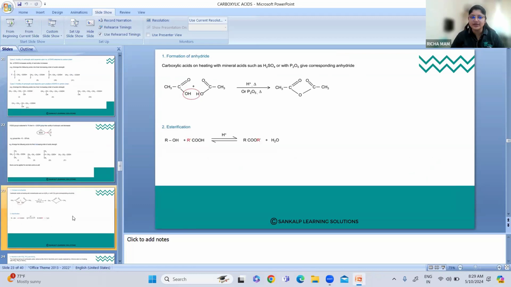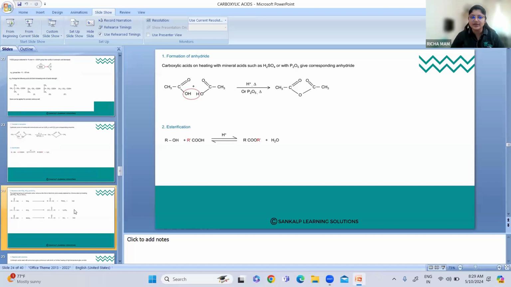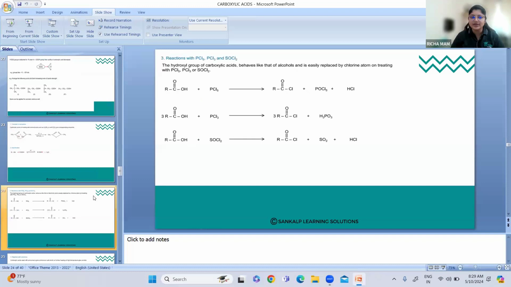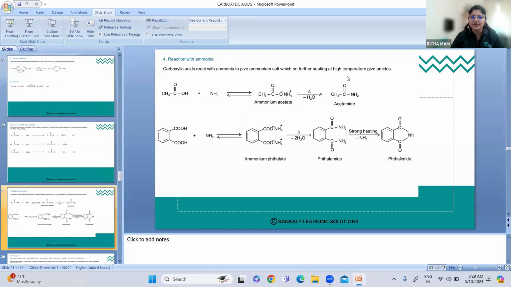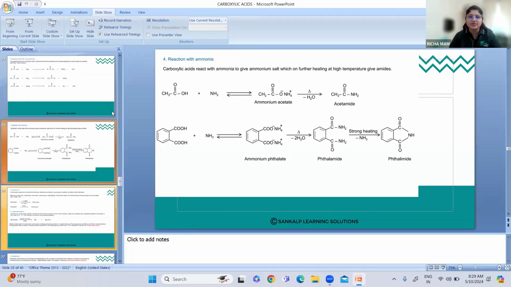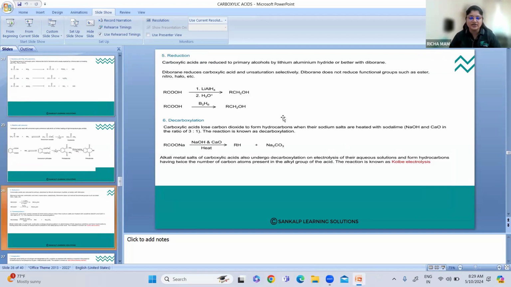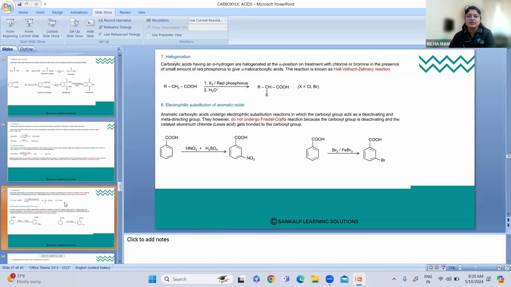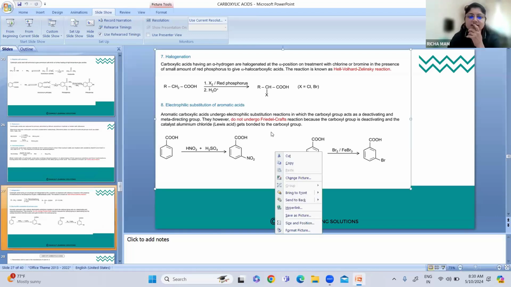So these are the next reactions, which we will discuss in tomorrow's class: reaction with PCl5 and PCl3, and reaction with ammonia, which is a very important reaction. Then reactions involving the COH group. Next is the substitution reaction, very important: Helmholtz-Zelinsky reaction, decarboxylation reaction, and halogenation reaction. Then the ring substitution reaction, and last, the uses of carboxylic acid. We'll discuss all these in the next class.